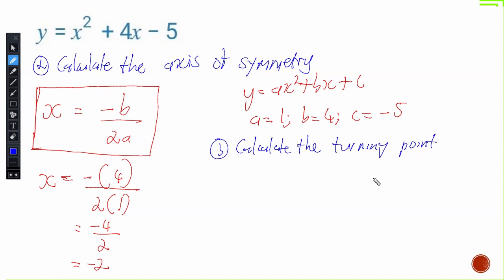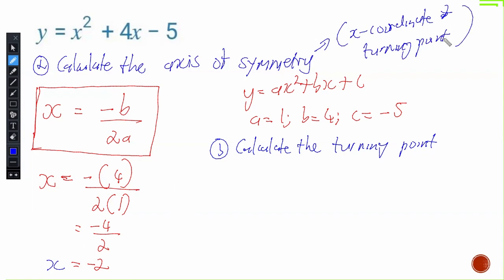So basically, if you want to calculate the turning point, you need to have the x coordinate of the axis of symmetry, right? The axis of symmetry is actually the x coordinate of the turning point. To find the y coordinate of the turning point, you simply substitute the x coordinate back into this equation. Where there is x, you put that same value that you calculated. It's just easy like that.